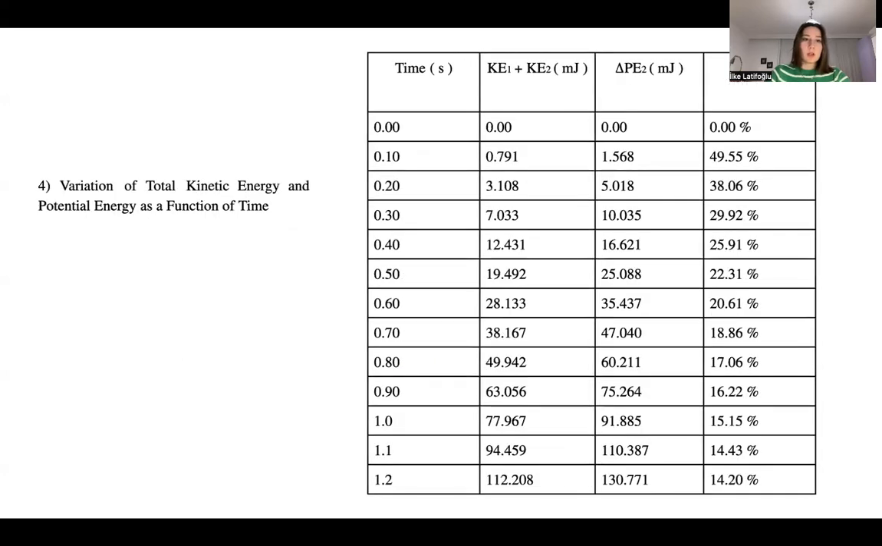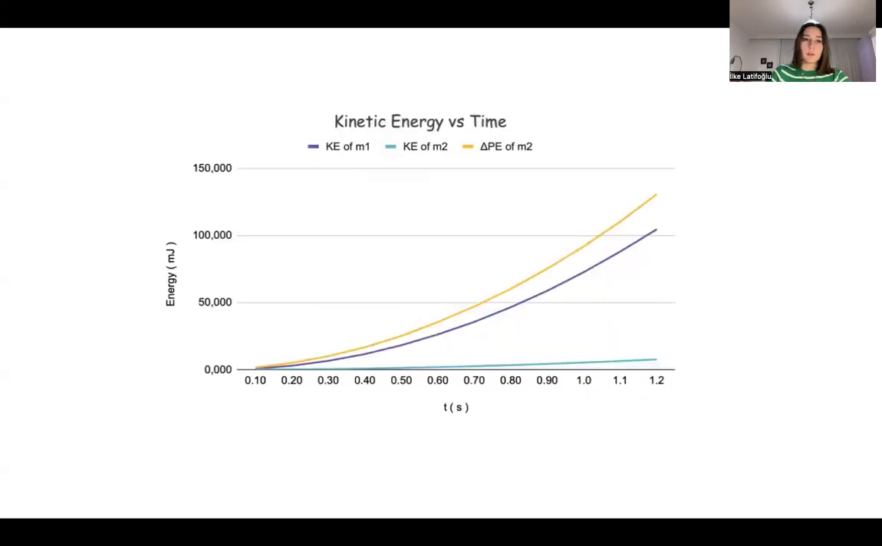Another data table for the variation of total kinetic energy and potential energy as a function of time, where I included the total kinetic energy of the system and the potential energy change of the block and the corresponding errors. The errors indicated that the potential energy change was not fully transferred to the total kinetic energy.